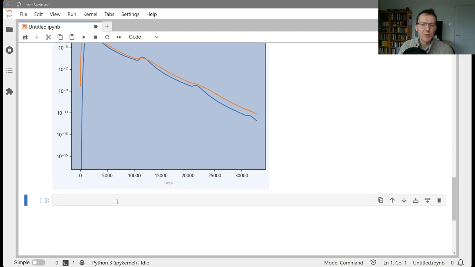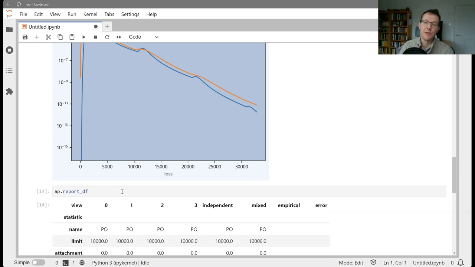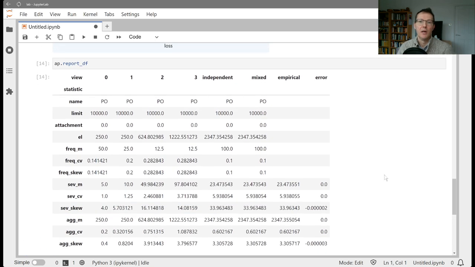Now, in terms of understanding the mechanics of the mixing, there's a data frame called the report data frame, which gives you details of exactly how the mixture components were combined. So if we look at this for the Poisson example, we've got our four mixture components. They've all got a $10 million limit and a zero attachment here. We'll see later on we can actually vary the limit and attachment.